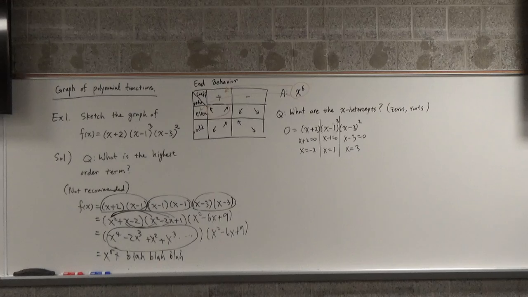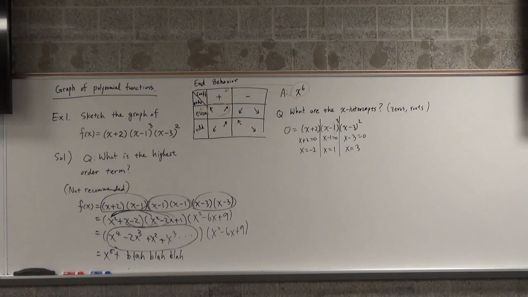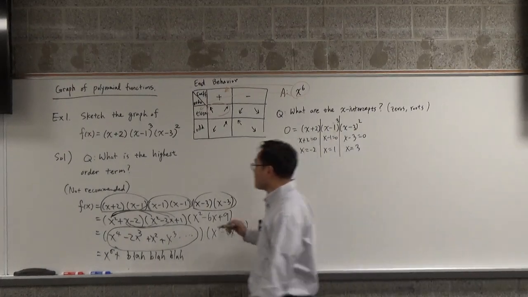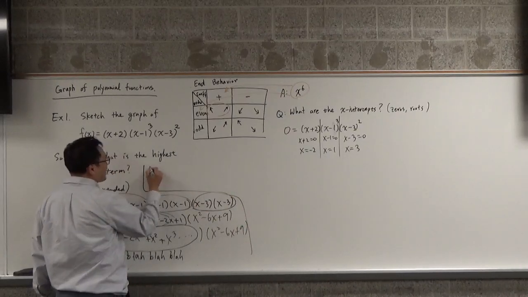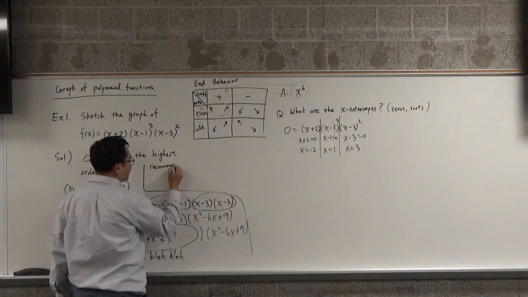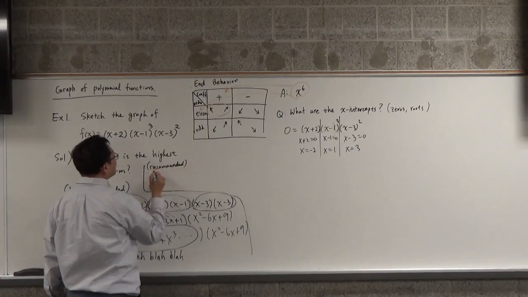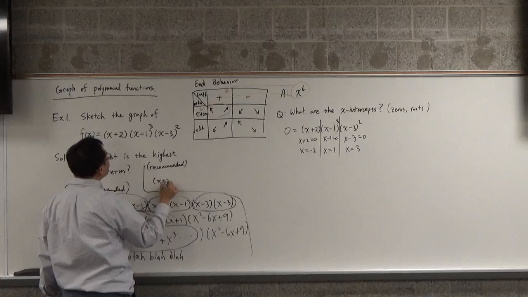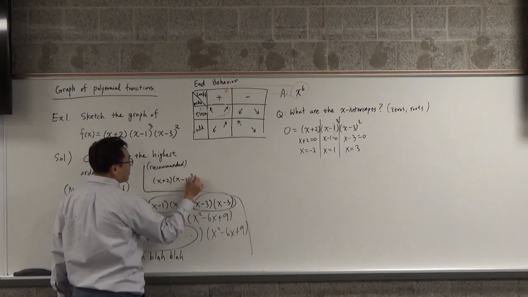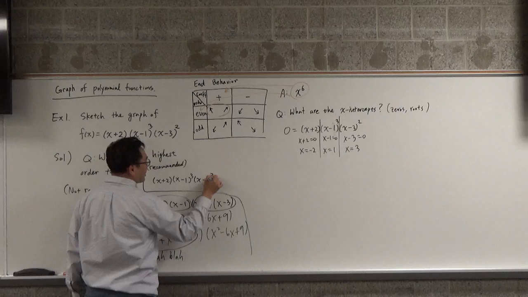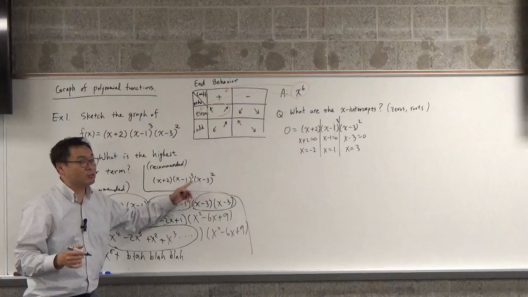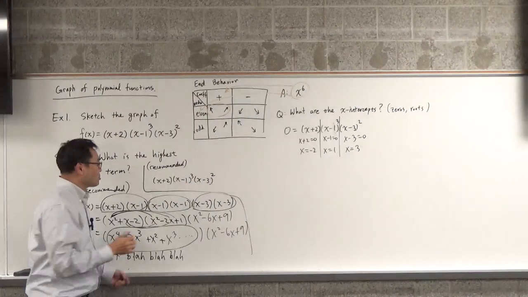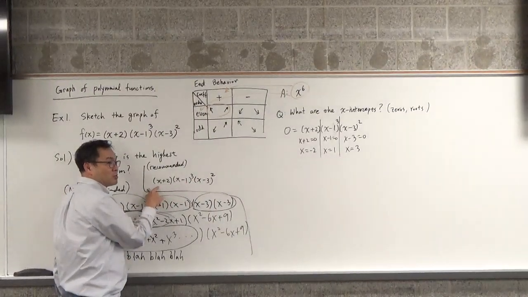Is there a recommended way to find the highest order? Because that says not recommended. Oh, sorry, I forgot about that. The recommended way to find the highest order is just to use the simple fact that the highest order will be created when you multiply the highest order in each of the factors. So what's the higher order between these two?